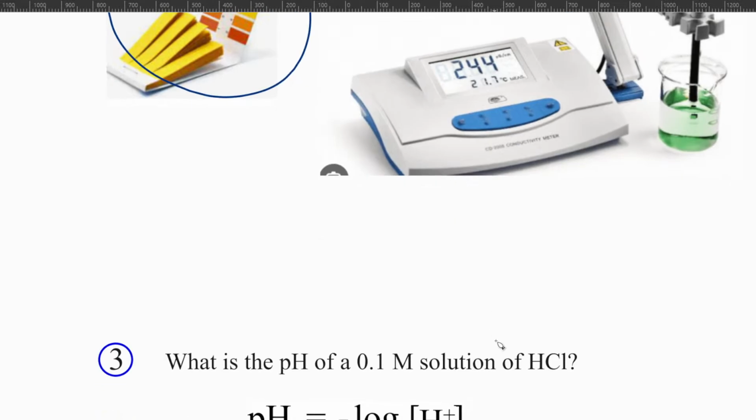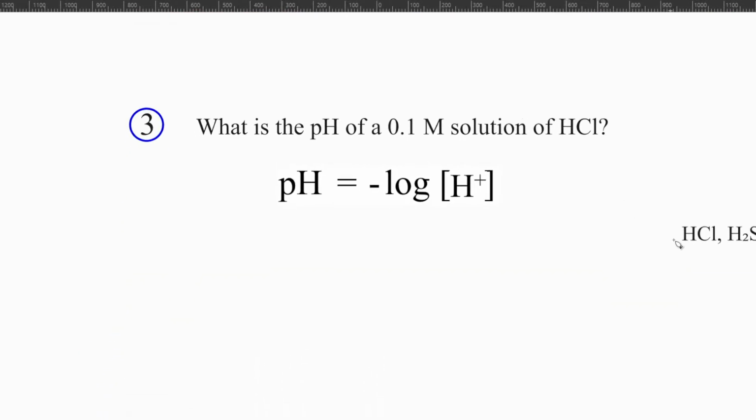All right. So, give you a chance to try this one here. Figure out the pH of a 0.1 molar solution of HCl. You'll see something like this on a test. Take a moment and do that.